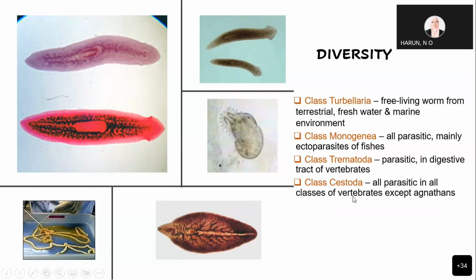And the class Cestoda iaitu all parasites in all classes of vertebrates except agnathans. So dia akan berada dalam semua class of vertebrates kecuali agnathans saja. And this is one of the examples of the tapeworm that has been isolated or taken out from the human's stomach previously.